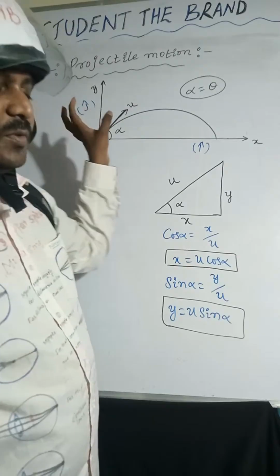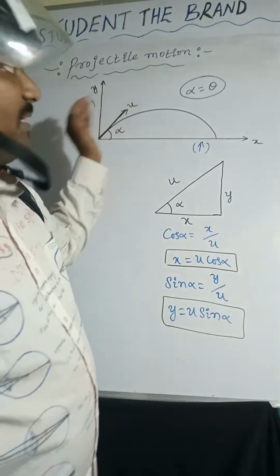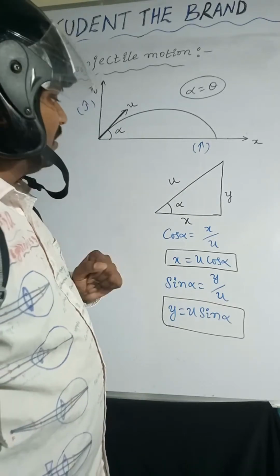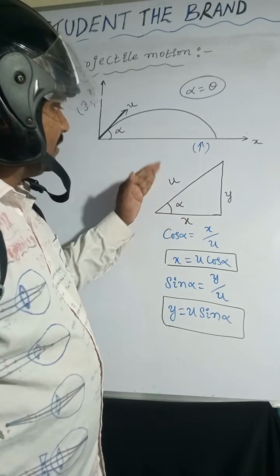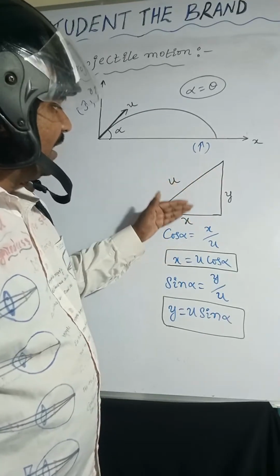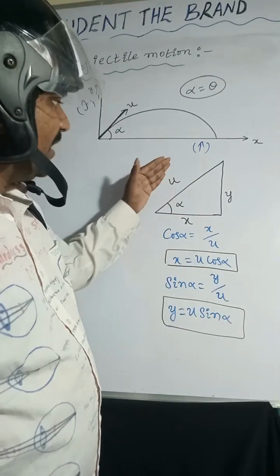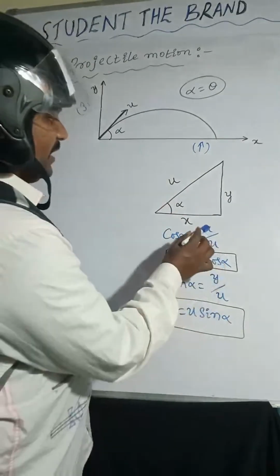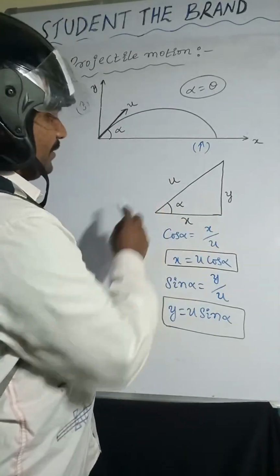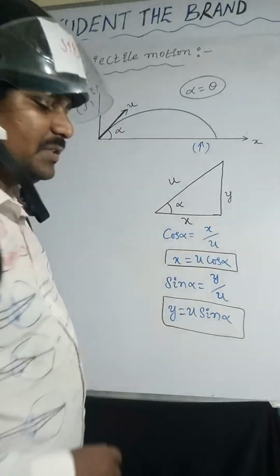Okay, so this is a projectile. So we are projecting with a certain angle. Now x, y, alpha, u. Cos alpha equal to x by u, so adjacent side by hypotenuse. So x equal to u cos alpha, and sin alpha equal to y by u, that is nothing but y equal to u sin alpha.